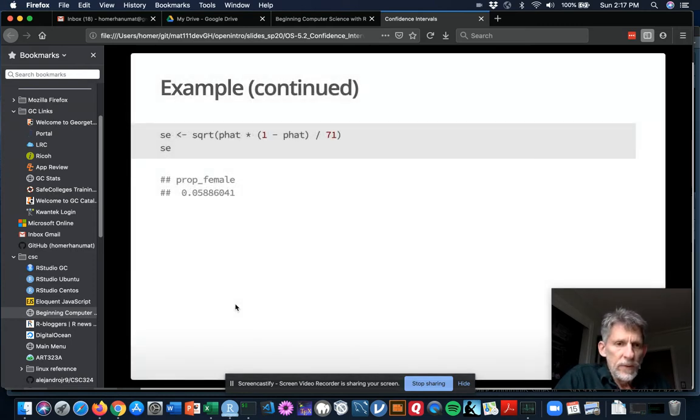Okay, next up, we want to compute the standard error for p hat. That was that square root stuff. So we use our calculator and we say sqrt for square root of, that's the parentheses, p hat times 1 minus p hat, and then we divide by n, the sample size. Following the formula, we now have the standard error. I have bound the name standard error to the result of that, so you could, if you wish, just print it out and see it. It turns out to be about 0.0588.